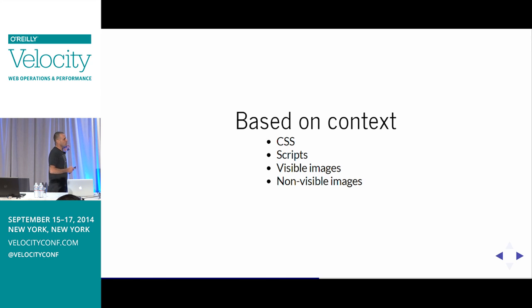And so the priorities are based on context, so resource type. Usually it's, from what I've seen, CSS first, then scripts, then visible images, then non-visible images. The distinction regarding image visibility is mainly Chrome, as far as I know. And then web fonts are above images, but they're not preloaded. So that's a different story.